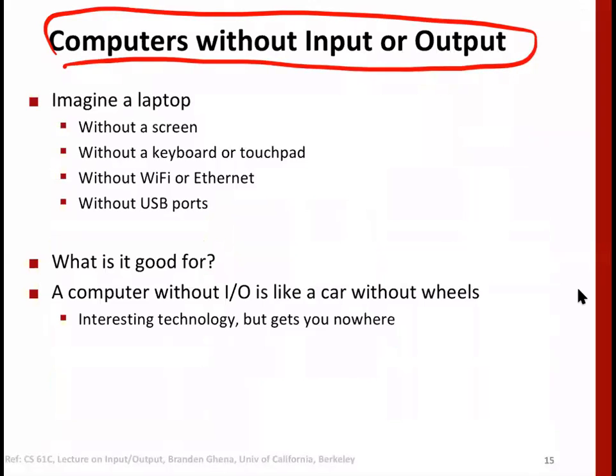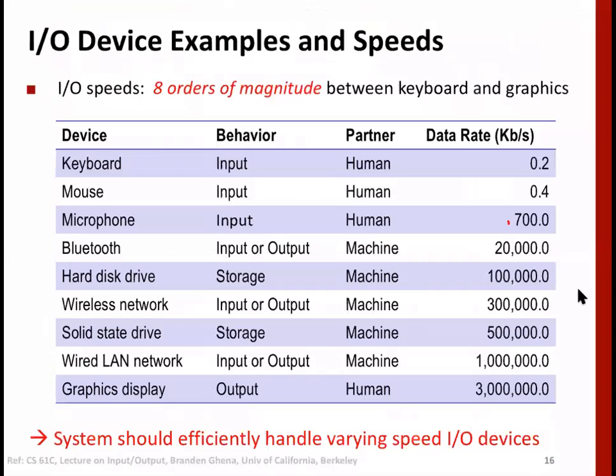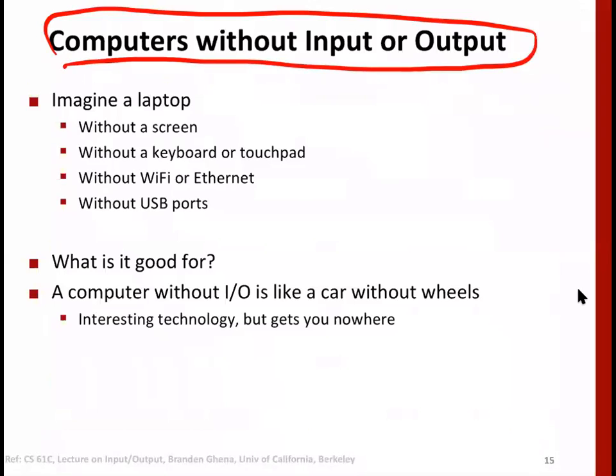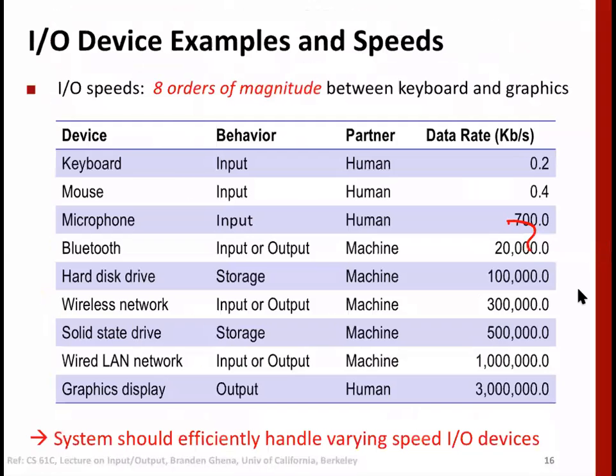Without screen, keyboard, Wi-Fi, etc., it's of no use, right? So IO becomes a very important part. It's like a car without wheels. So IO is very important. All right, now look at the complexity of the situation here.